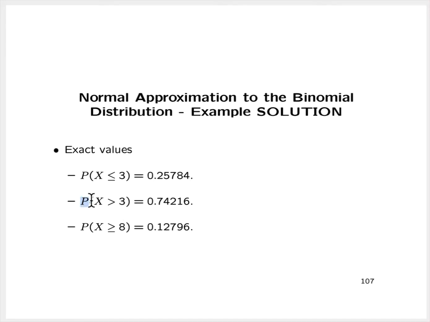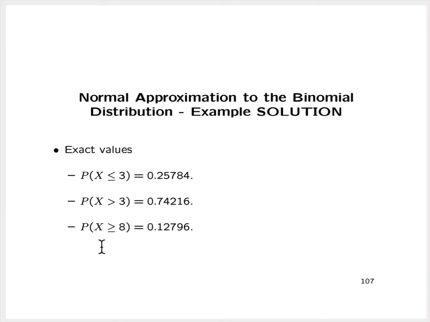Okay, to find the probability that X is greater than 3, notice that by the complement rule, this is equal to 1 minus the probability that X is less than or equal to 3. So we would subtract this from 1, and that gives us the probability that X is greater than 3.